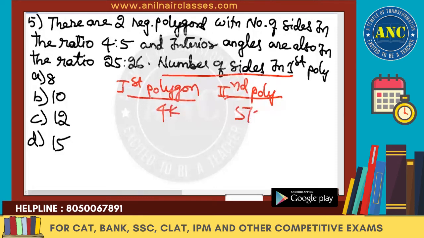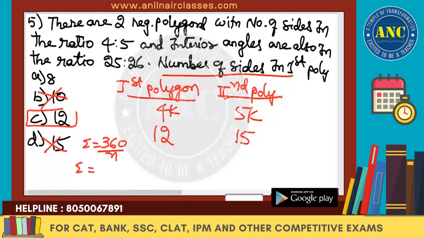4:5 means it is 4k and it is 5k. The answer has to be a multiple of 4, so these are all out. Suppose I take 12. 4 threes are 12, 5 threes are 15. What is the relationship between exterior and interior? Exterior is 360 by n. So exterior is 360 by 12, which is 30. Interior will be 150.